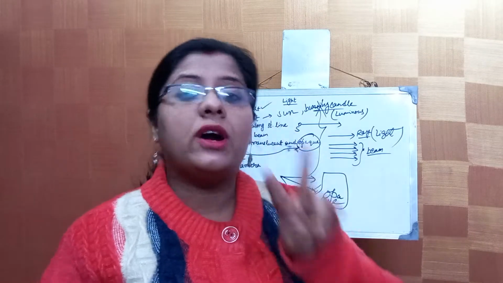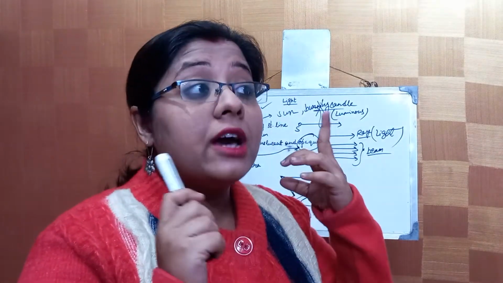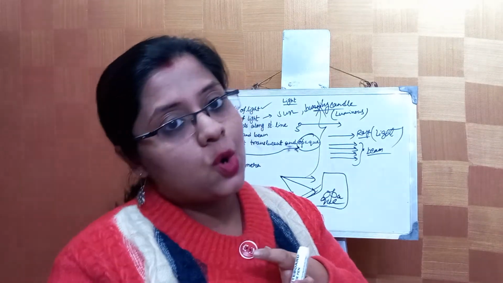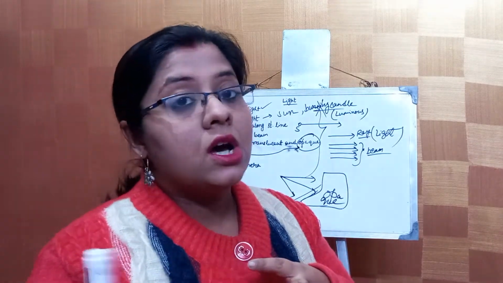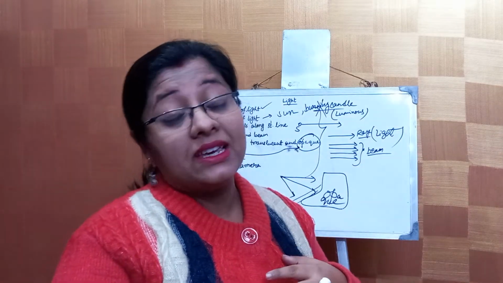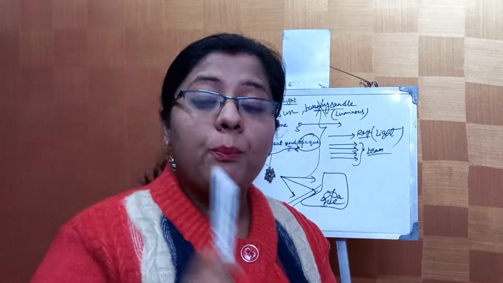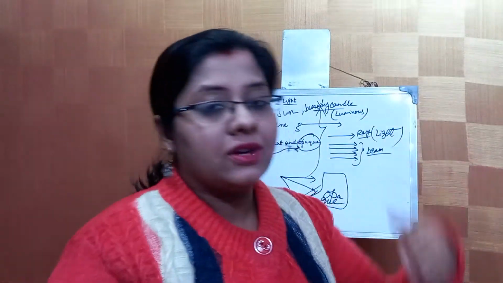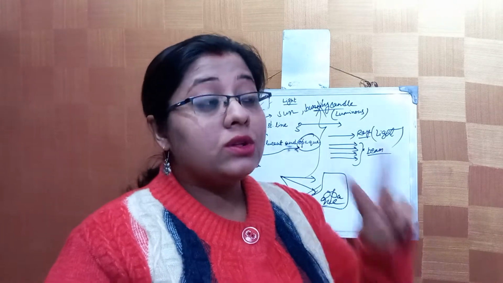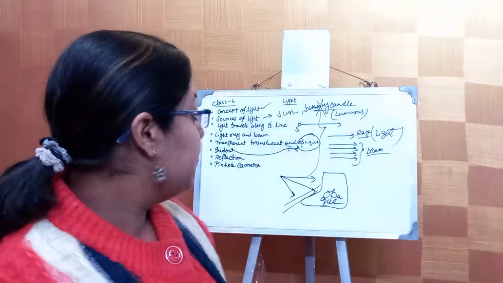But after that, what is the condition? Now, we have two conditions. The first condition is that there must be the source of light, because without source of light, you cannot get any shadow. And the second thing is the opaque material. So you should have the opaque material in front of the light ray. So these two conditions are necessary to get shadow.